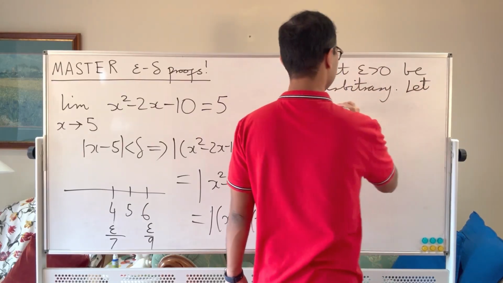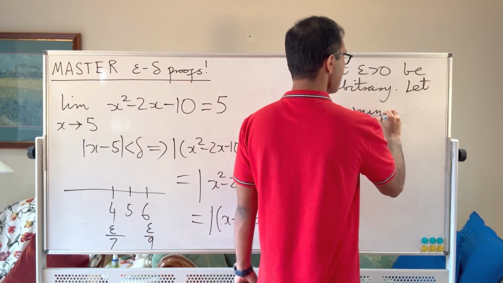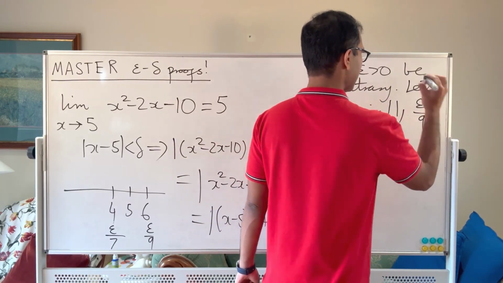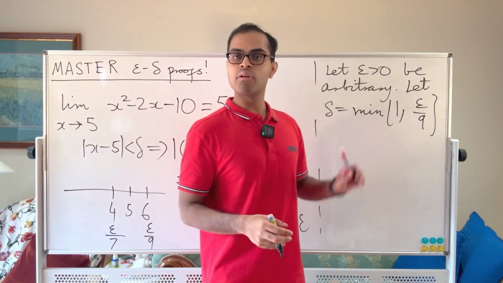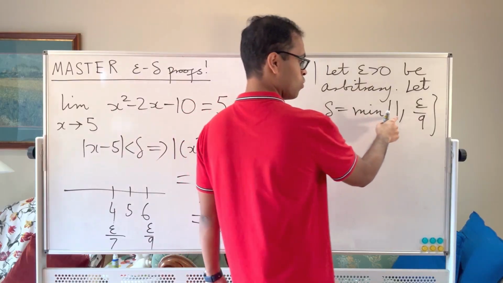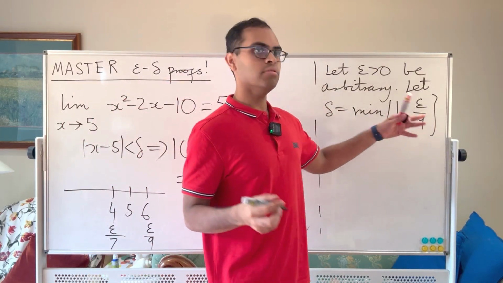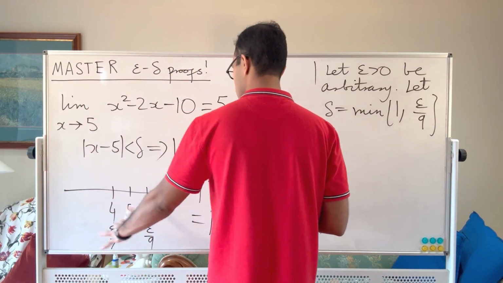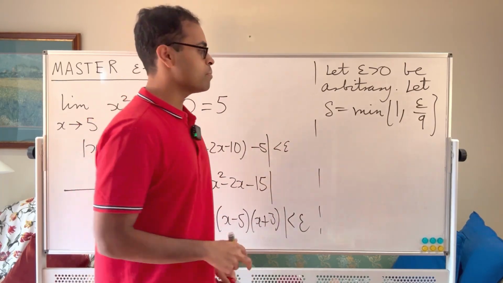Let delta equal, and here's the way we'll express this, the minimum of 1 and epsilon over 9. So it is going to be the smallest number among 1 and epsilon over 9, whatever that is. By definition, it's going to be less than or equal to 1, and less than or equal to epsilon over 9. So it's definitely less than or equal to 1, so we're going to be in this range of 4 to 6, which we're allowed to do. We can choose any delta as long as it serves our purpose.